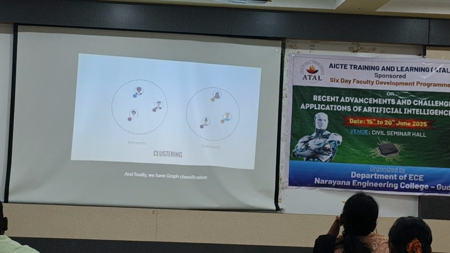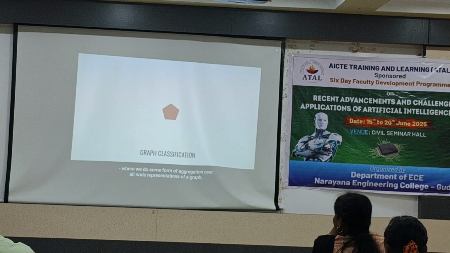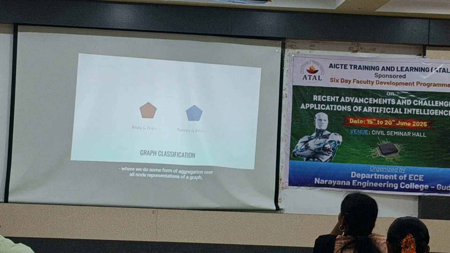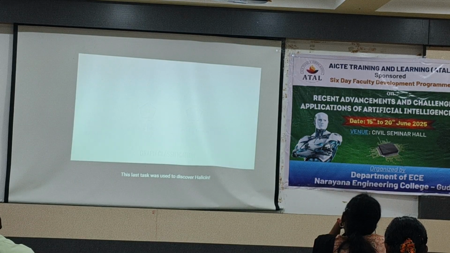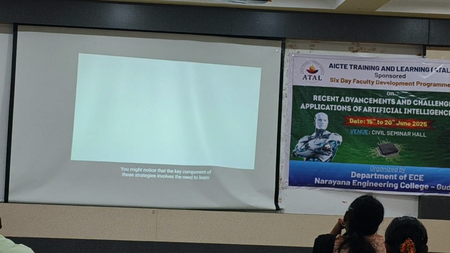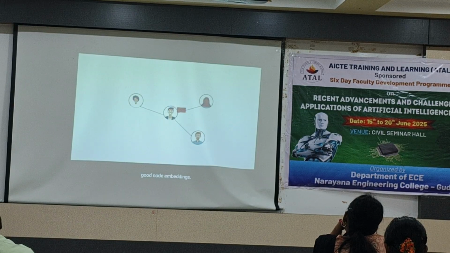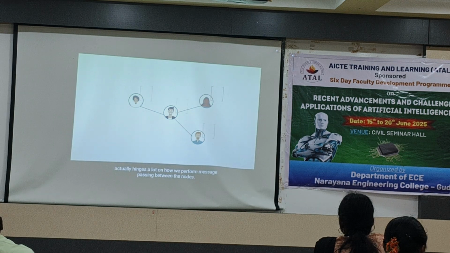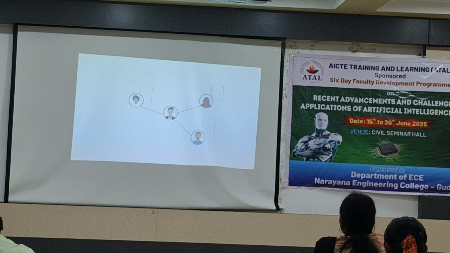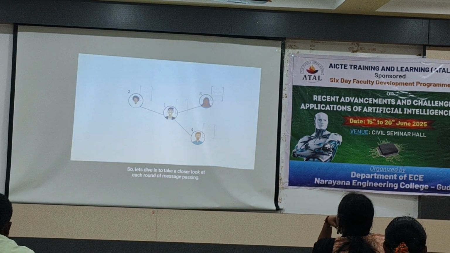And finally, we have graph classification, where we do some form of aggregation over all node representations of a graph and compare with other graphs. This last task was used to discover ASIC. You might notice that the key component of these strategies involved the need to learn good node embeddings. Going back, hopefully you can see that this actually hinges a lot on how we perform message passing between the nodes. So let's dive in to take a closer look at each round of message passing.